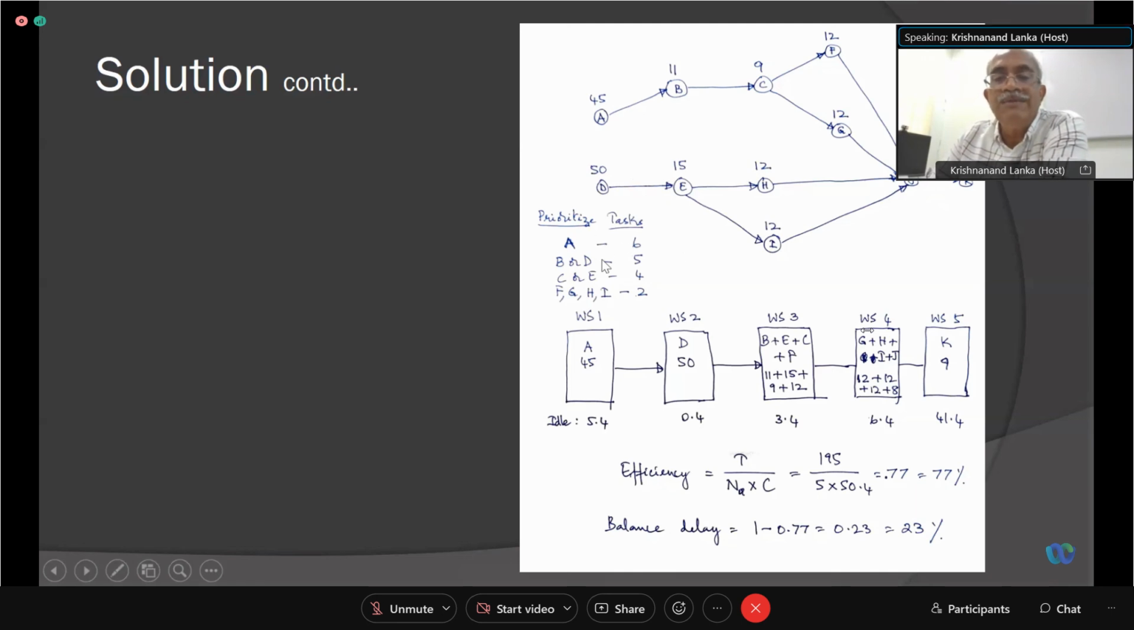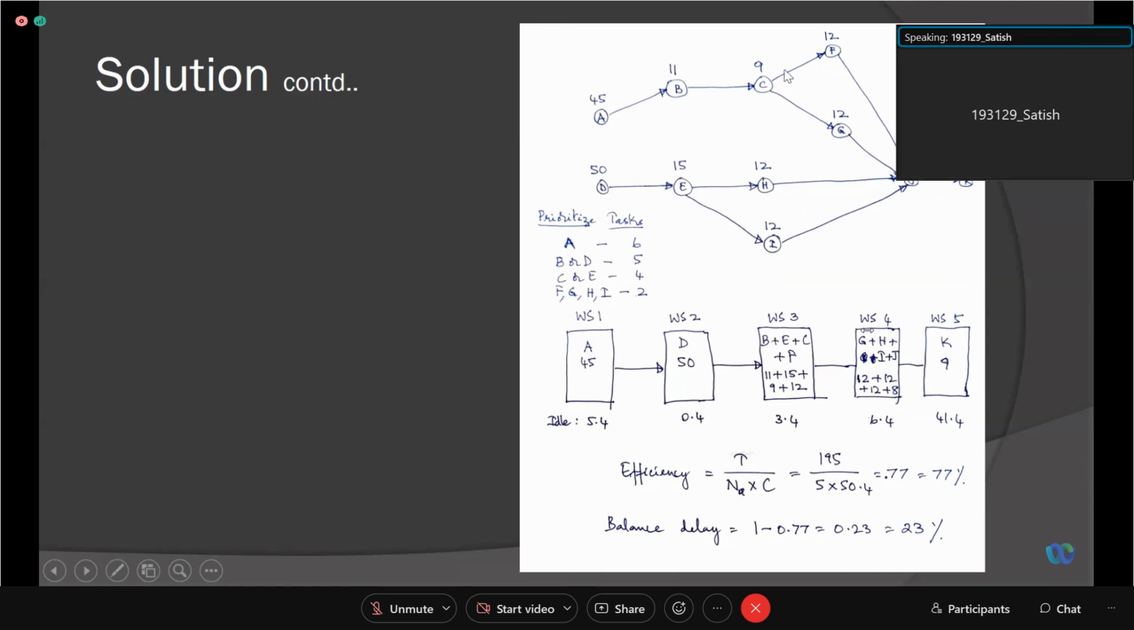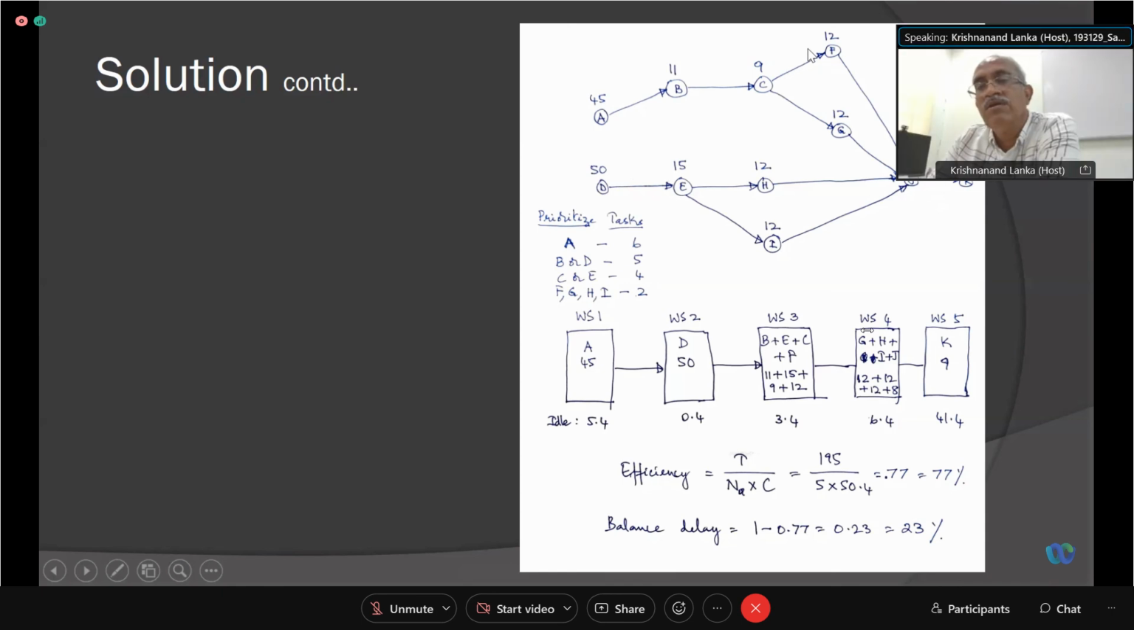And you prioritize tasks. How you prioritize means looking at the number of subsequent tasks for A, and the number of tasks for, say, D or other tasks. So for A, you have a maximum of 6. That is 1, 2, 3, 4, 5. So including A, the number of tasks in that path is 6, right? Including F and G, B, C, F, G, J, K.